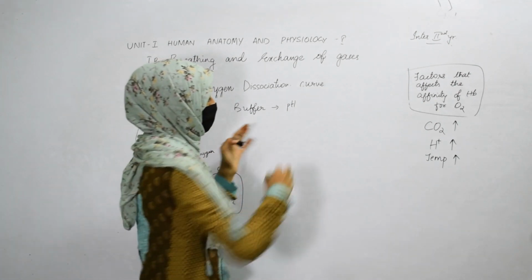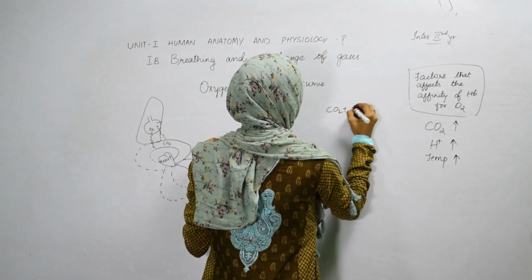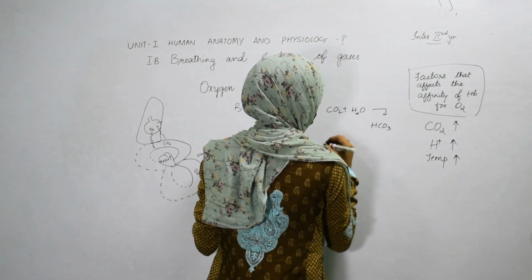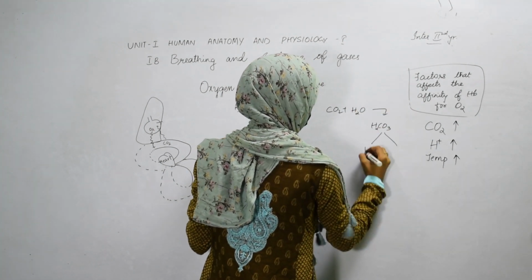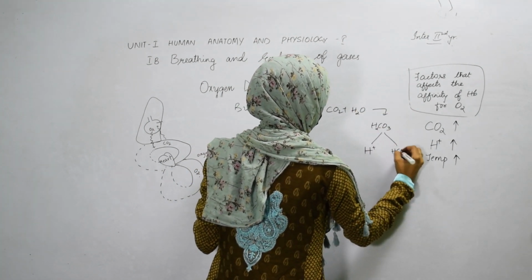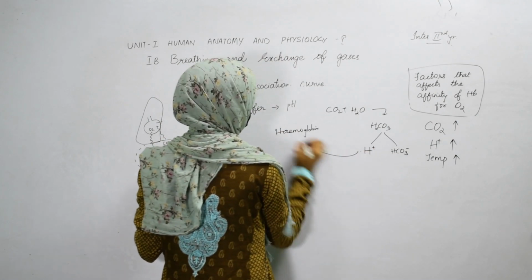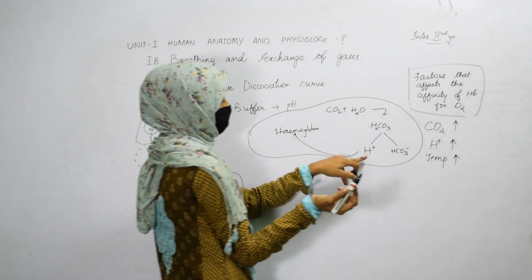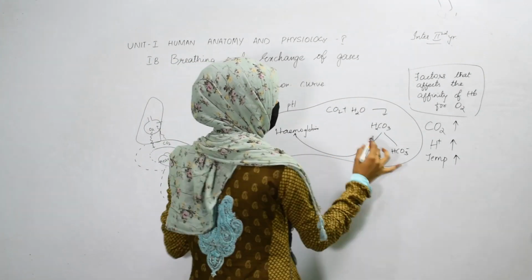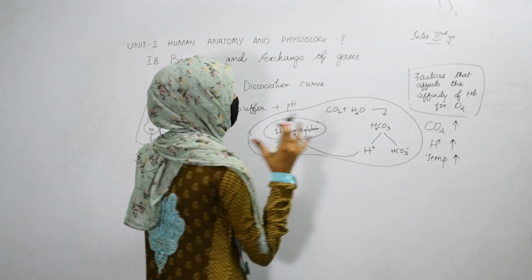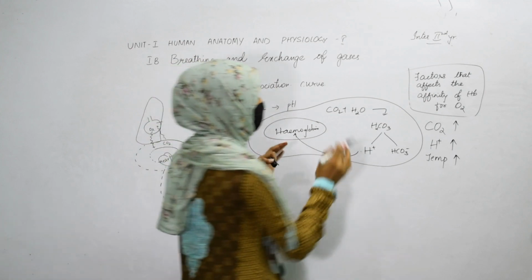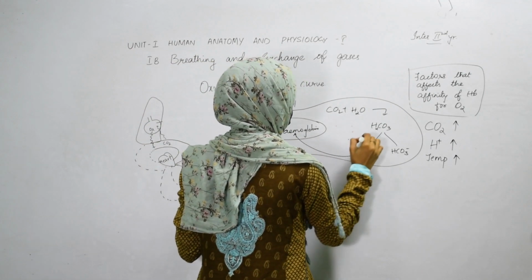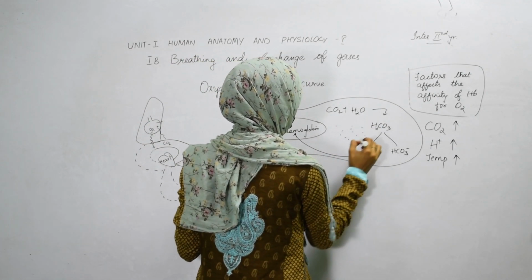Once again I will write the reaction: carbon dioxide forms carbonic acid, this splits and gives positive and negative ions. These positive ions can bind to hemoglobin. So this is our cell. Hemoglobin can bind to the H+ ions. In this way, this hemoglobin is helping in maintaining the pH of the cell. So this is the cytoplasm of the cell.